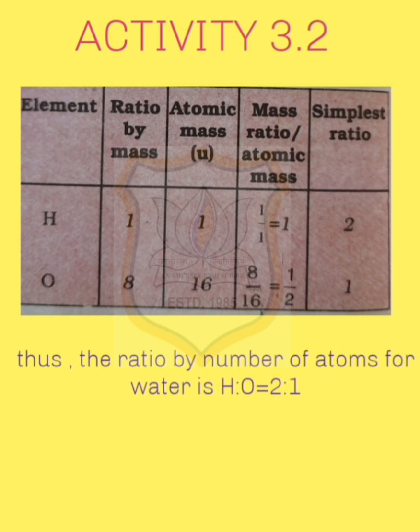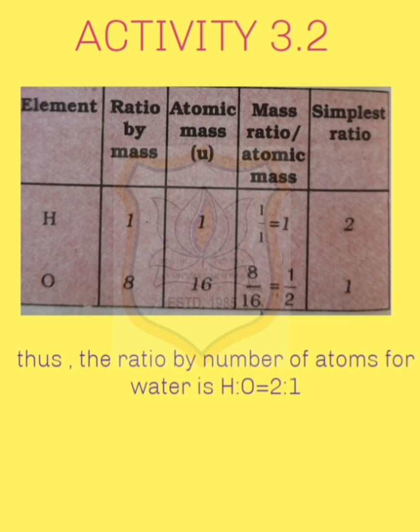Let us have an activity 3.2. Refer to the table for the ratio by mass of atoms present in the molecules, and the next table for the atomic masses of elements. Find the ratio by number of the atoms of elements in the molecules of the compound. Let us have an example for water. The ratio by number of atoms for a water molecule can be found out. The elements are hydrogen and oxygen.